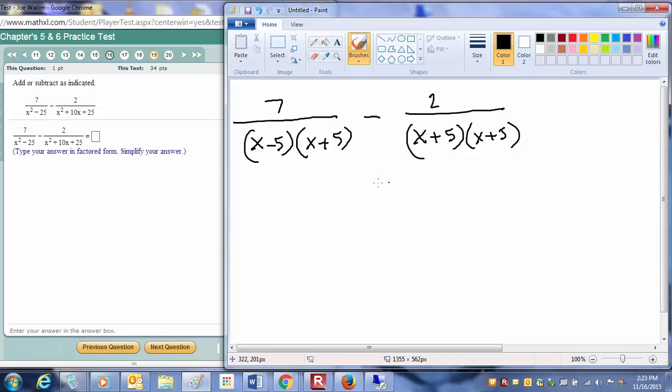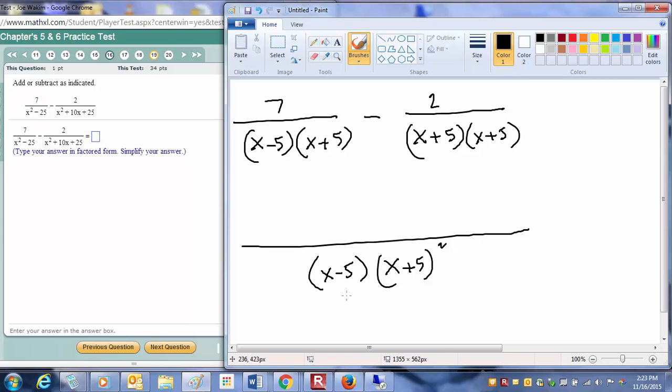Alright, so let's find the lowest common denominator here. We have x plus 5 times x plus 5, or x plus 5 squared, and here we have x plus 5. So we're going to take the one with the highest exponent. So that would be x plus 5 squared. Here we have x minus 5. We don't have x minus 5 there. We also take x minus 5. So when you find the lowest common denominator, if they are common, you take the one with the highest exponent. If they are not common, you just take it anyways.